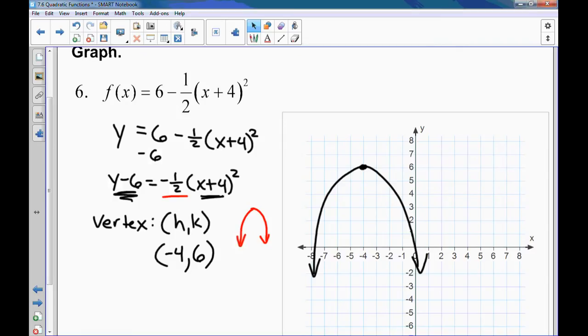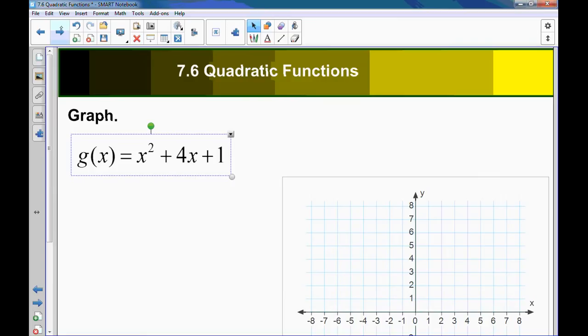So now we're going to look at the next example. Now it's a little bit different, right? We're not given that completed the square form. We're not given that beautiful equation from 7.5. Now we're going to have to do a little bit of work ourselves.